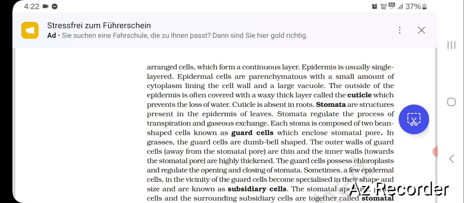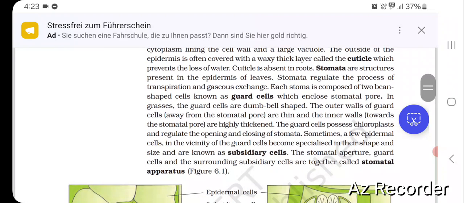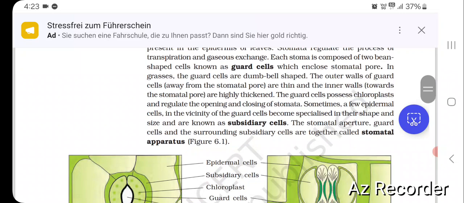Stomata are structures present in the epidermis of leaves. Stomata regulate the process of transpiration and the gaseous exchange. Each stoma is composed of two bean-shaped cells known as guard cells, which enclose the stomatal pore. In grasses, the guard cells are dumbbell-shaped. The outer walls of guard cells away from the stomatal pore are thin, and the inner walls towards the stomatal pore are highly thickened. The guard cells possess chloroplasts and regulate the opening and closing of stomata.